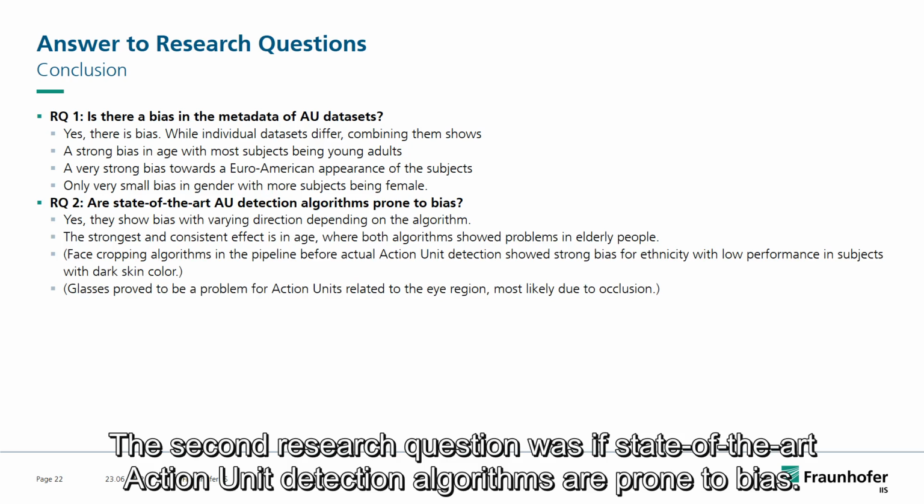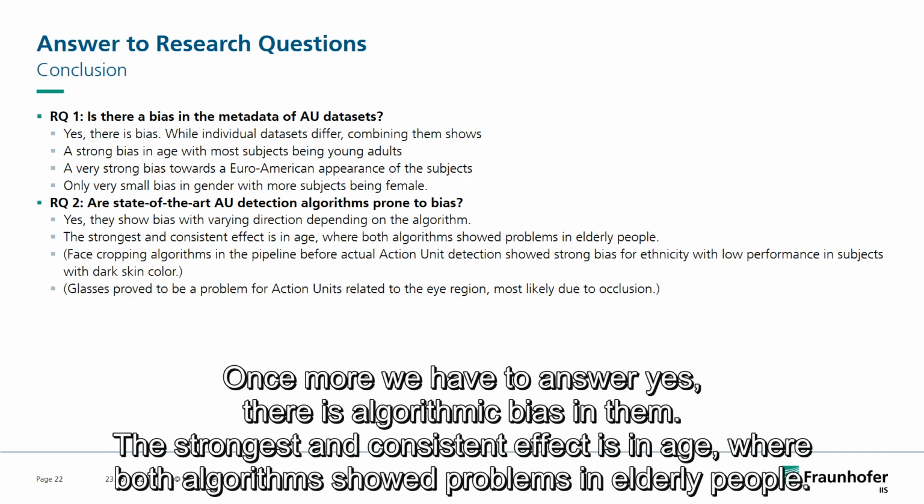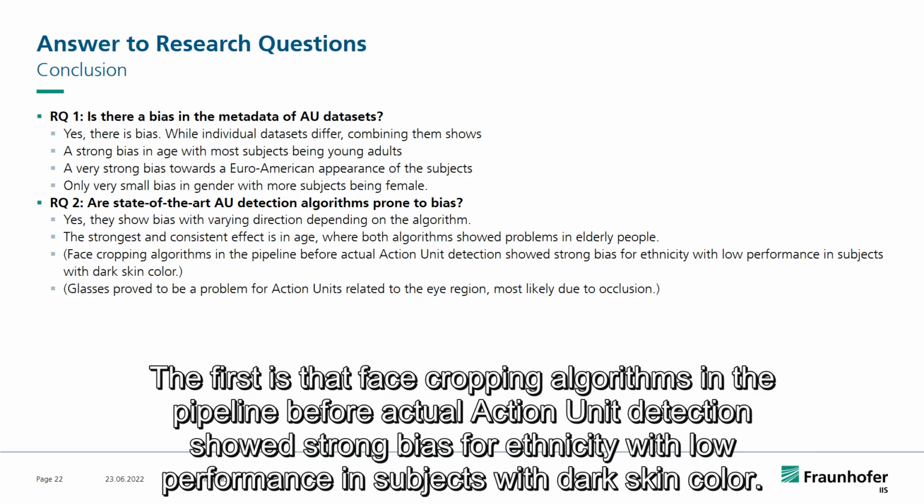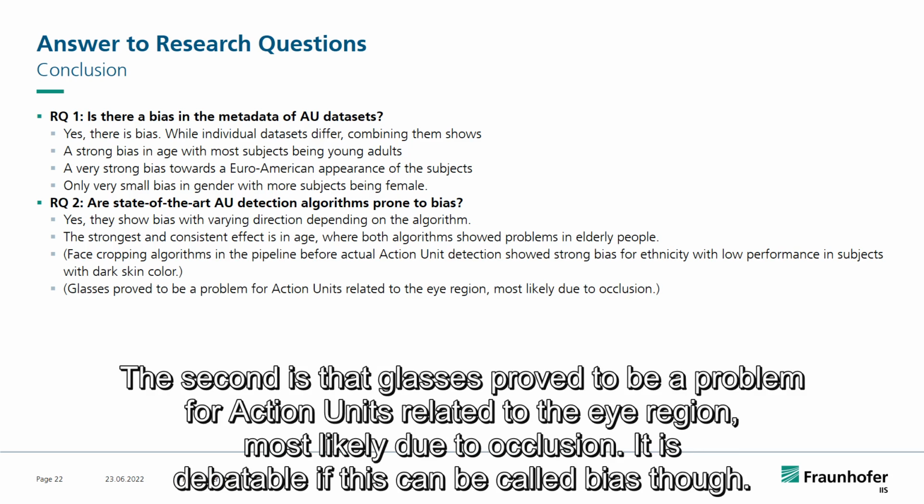The second research question was if state-of-the-art action unit detection algorithms are prone to bias. Once more we have to answer yes, there is algorithmic bias in them. The strongest and consistent effect is in age, where both algorithms showed problems in elderly people. We had two more findings which are not necessarily related to bias of the action unit detection algorithm itself, but show similar effects. The first is that face cropping algorithms in the pipeline before actual action unit detection showed strong bias for ethnicity with low performance in subjects with dark skin color. The second is that glasses prove to be a problem for action units related to the eye region, most likely due to occlusion. It is debatable if this can be called bias though.